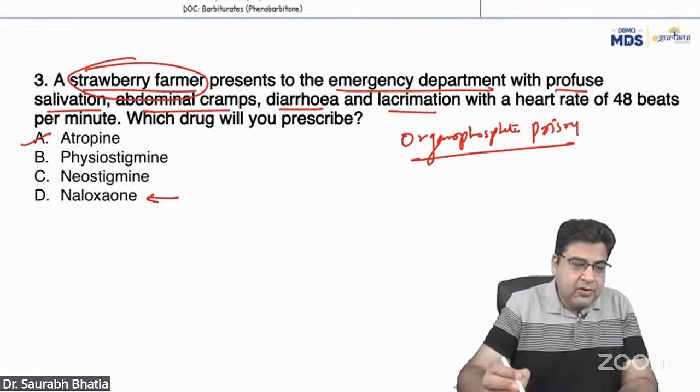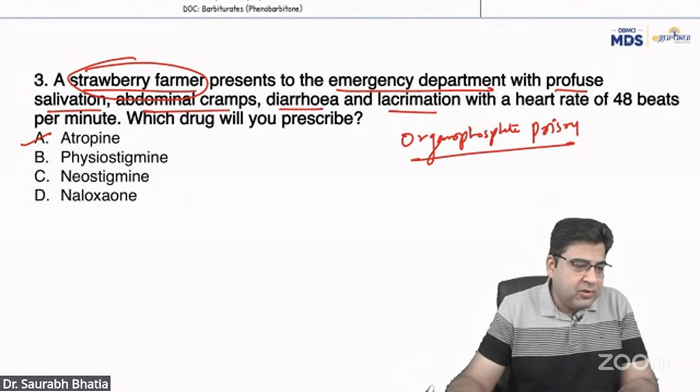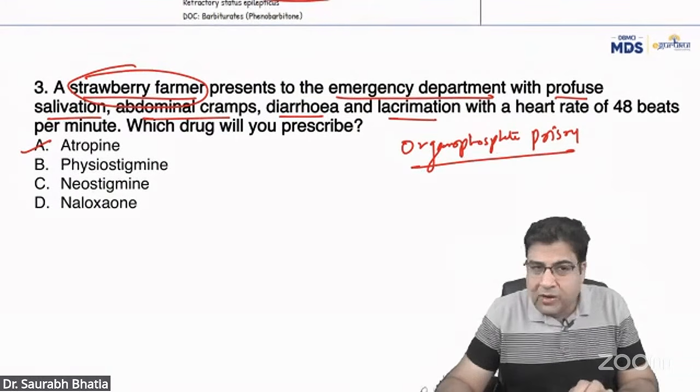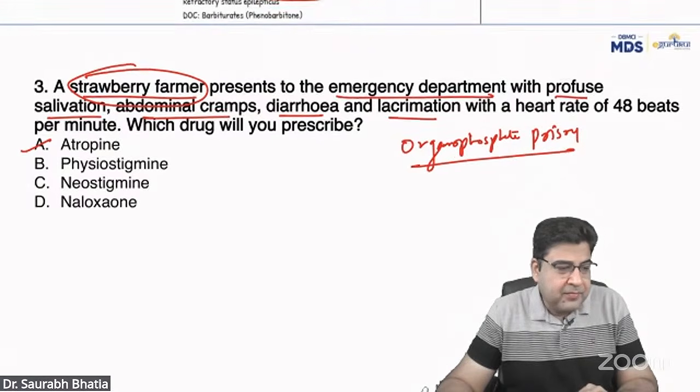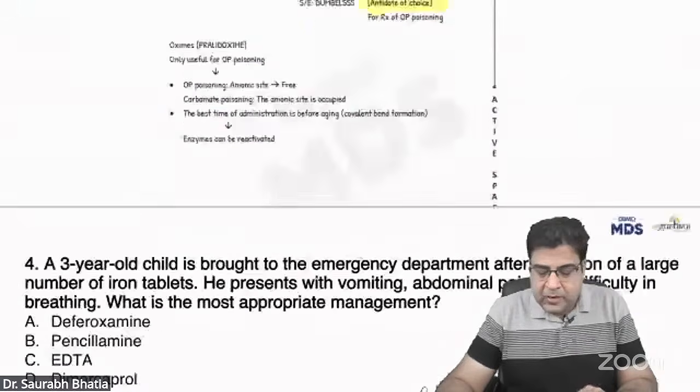So naloxone was there according to you. This was the fourth option. Okay, so the answer is atropine. Question number 3, answer is A. Okay, let's move on to question number 4.